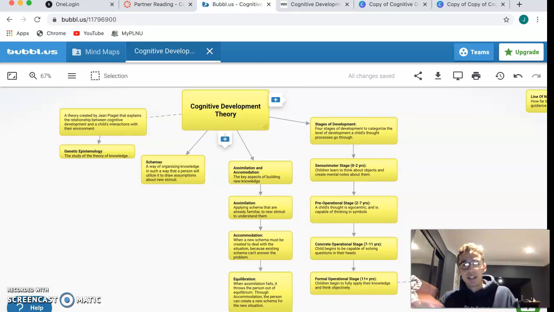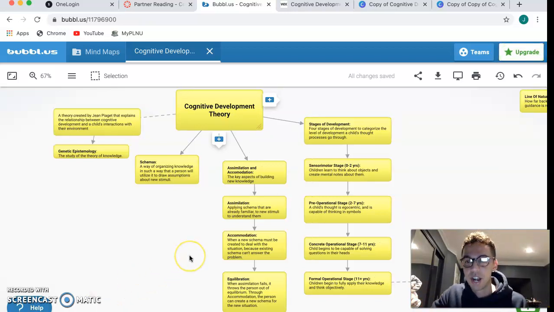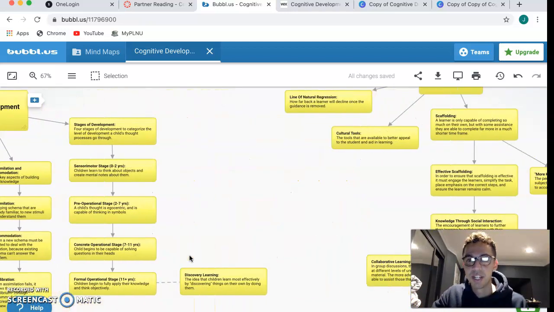And lastly, relating to that formal operational stage, is discovery learning. All discovery learning is, is the idea that children learn most effectively by discovering things on their own and by doing them. So going back to where they can apply their knowledge to test their hypotheses, to test anything really, and discover things on their own. And so that's that for our cognitive development theory by Jean Piaget.